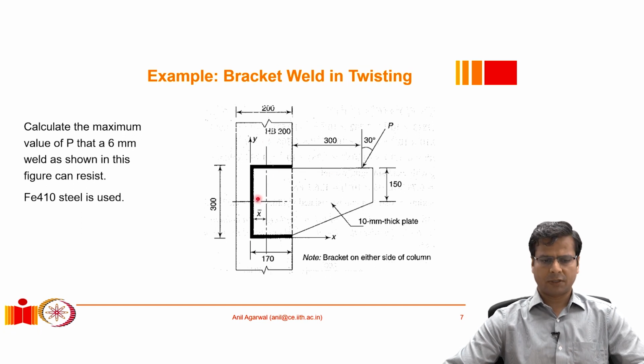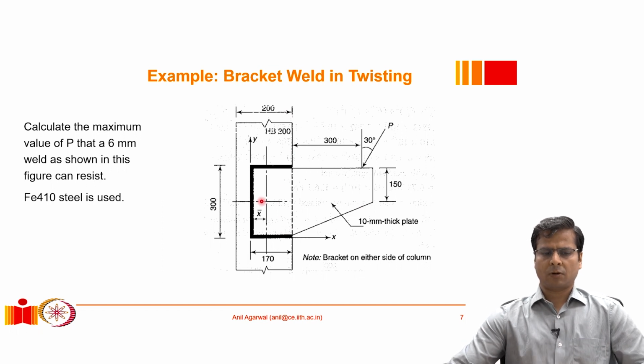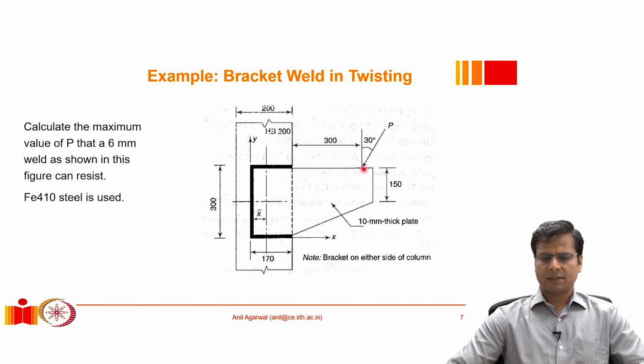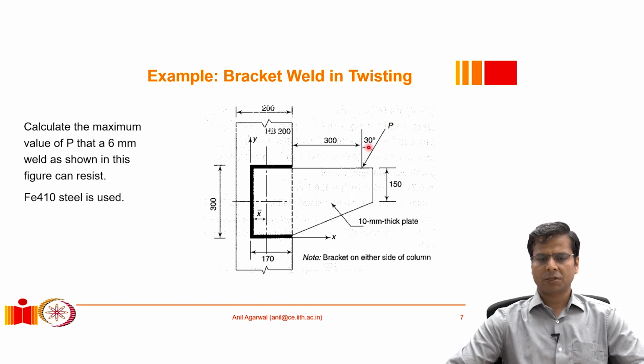So a similar kind of structure is shown here. Here you have a column and a bracket. The bracket is supported by the column, and the bracket is resisting a load P which is acting at this location at an angle of 60 degrees from the horizontal. And this time the bracket is welded to the column rather than bolted. And this weld this time is not a symmetric weld. Even if it were symmetric, there would still be issues associated with the configuration of this weld that we will take a look at.